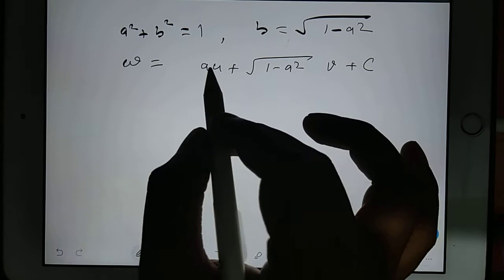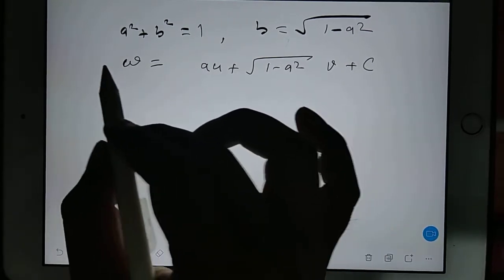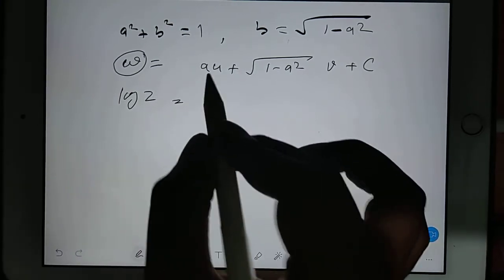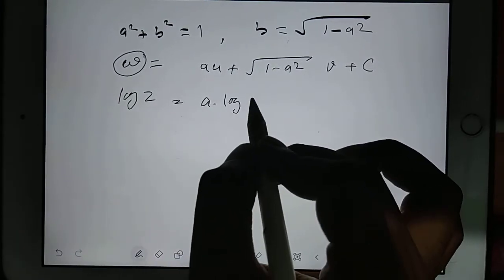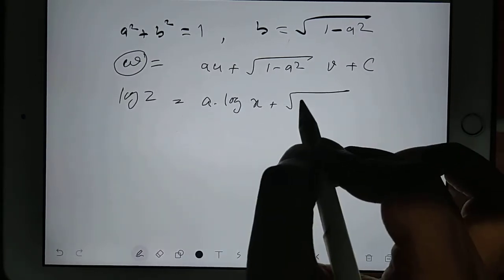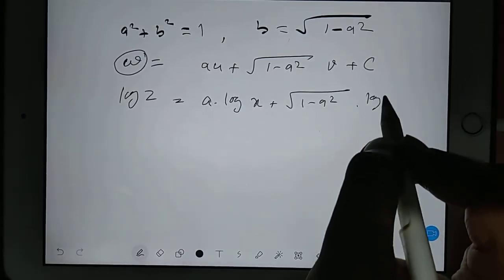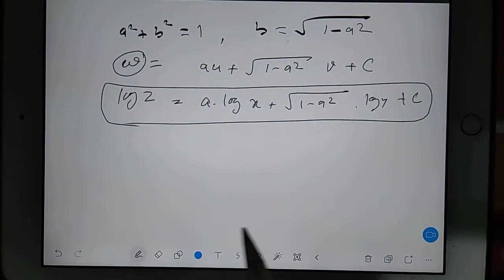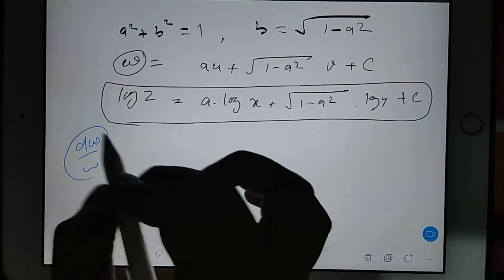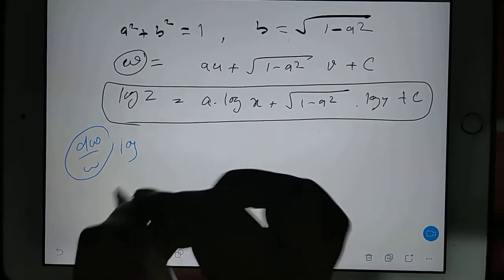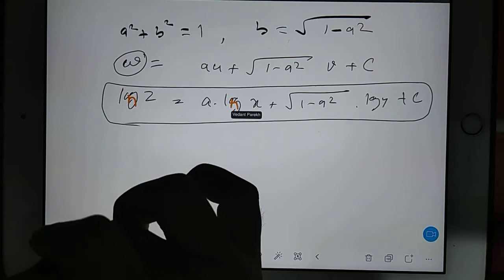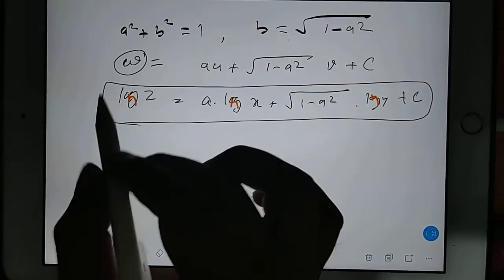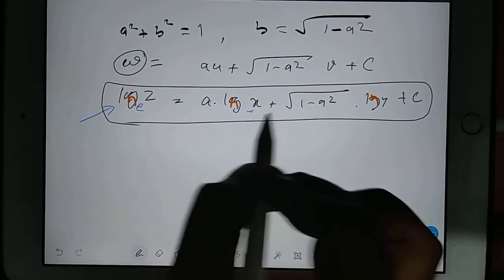Now whatever changes we have made, we have to replace them back. So this is nothing but your log Z, equal to A times log X plus under root 1 minus A² log Y plus C. So this is your final expression, because dw by w is nothing but your log w, right? Yes, ln you write or natural log you write, both are the same. My intention is that everywhere you have base e.